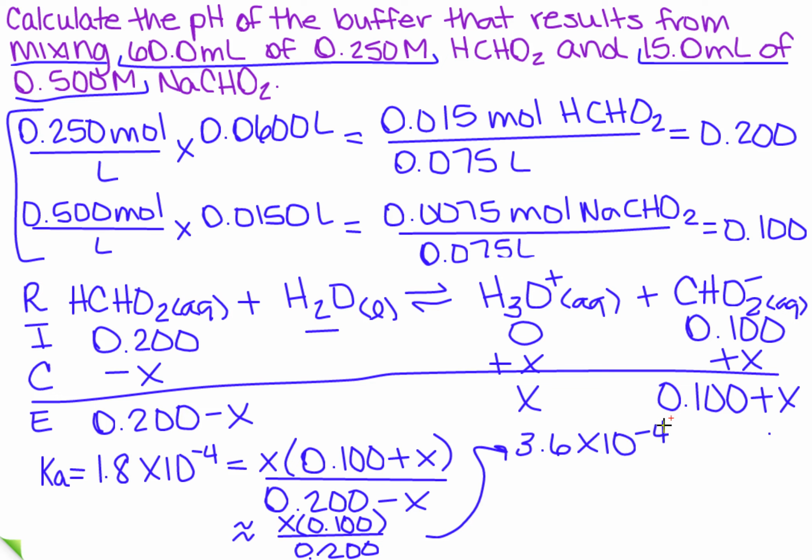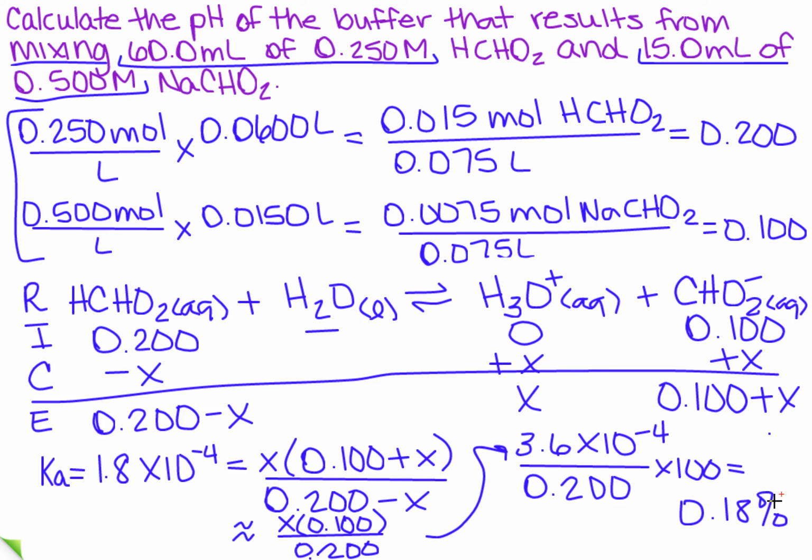I need to do what with that? Well, I need to divide that by the initial concentration, which is the 0.200. And then what do I need to do with that? Well, I need to multiply it by 100. And in doing so, is that number less than 5%? And I got 0.18%. So we can use the approximation.